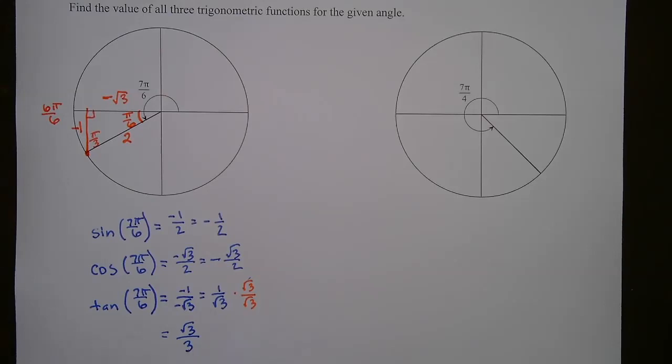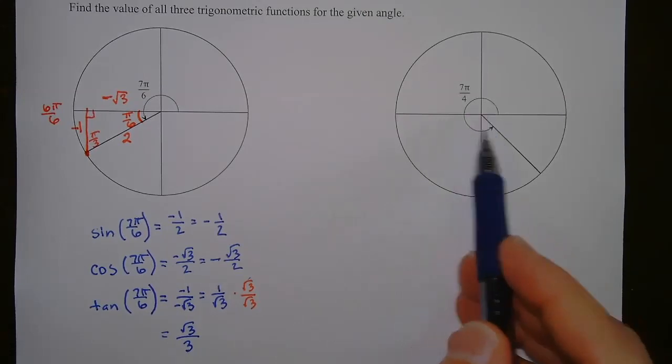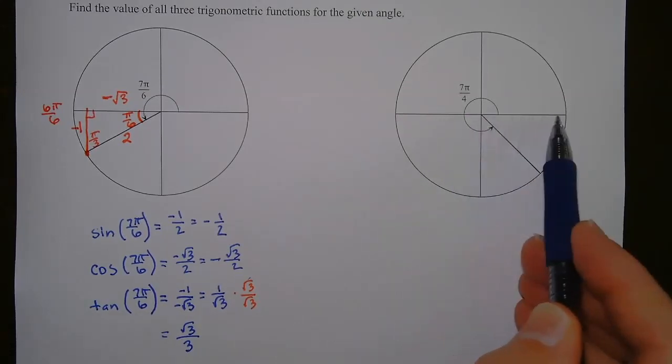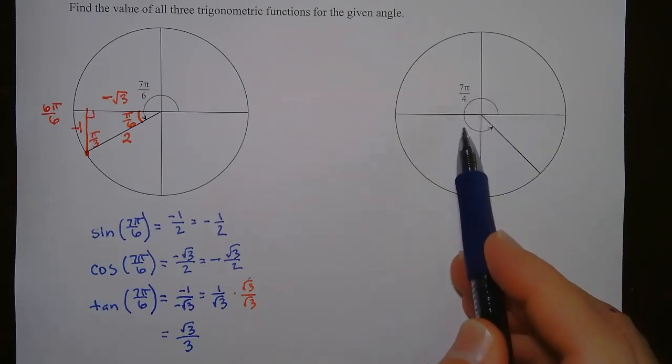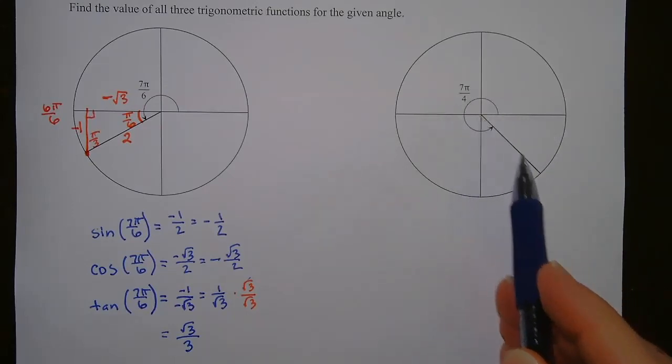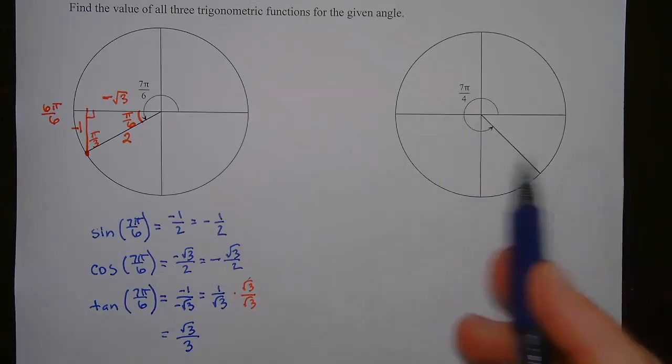All right, let's go to the next problem, all right? So for this next one, okay, I'm rotating 7 pi over 4, okay? So here's my initial side. That's where I start. I'm always starting on the positive x-axis. I'm going to rotate with a positive angle counterclockwise to 7 pi over 4, and that terminal side is right here in the 4th quadrant, the bottom right, okay?